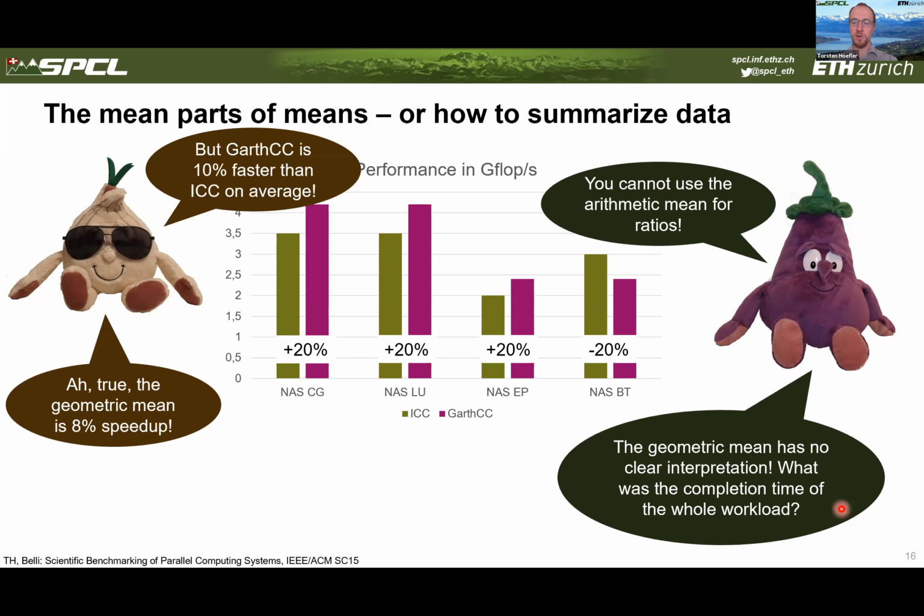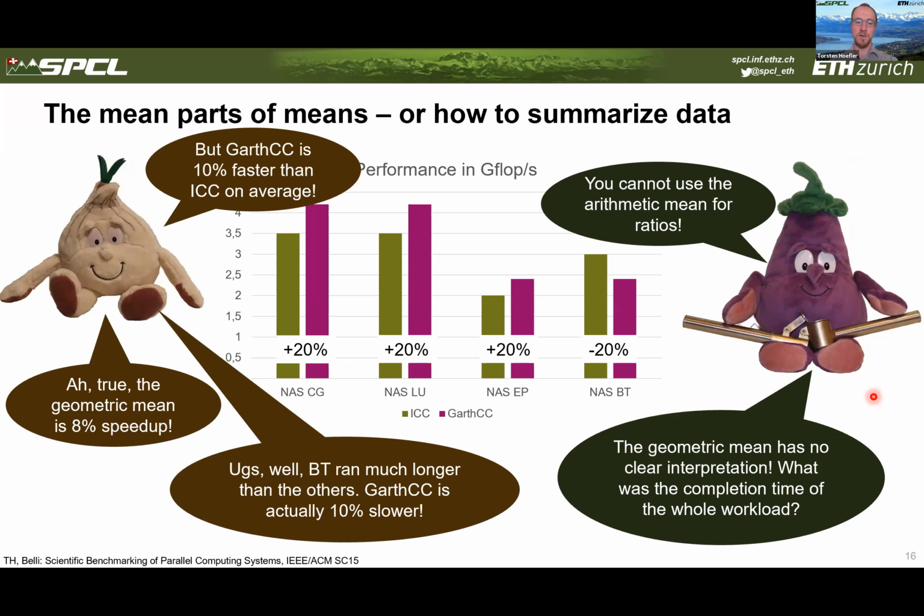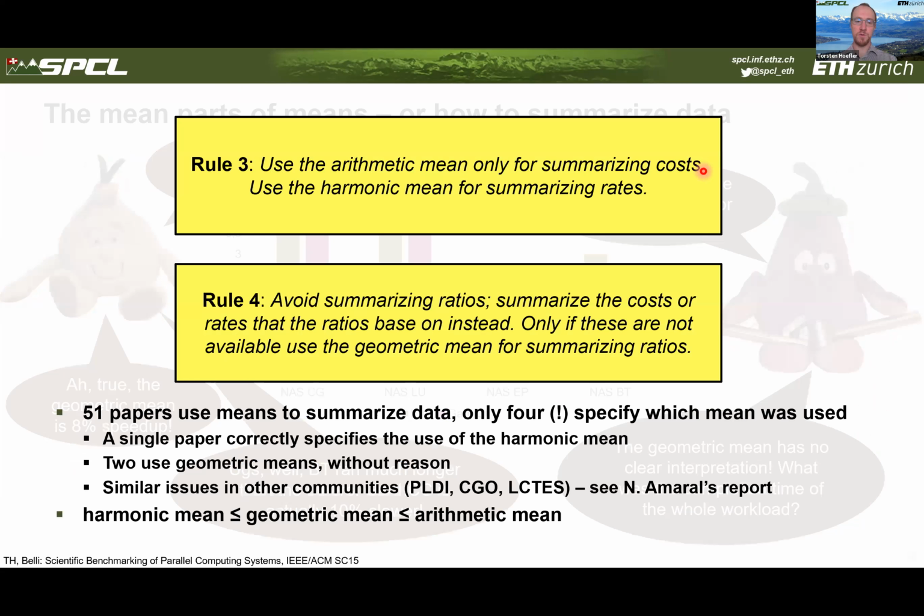But if you look at the total completion time of these workloads, we get a completely different result because BT runs much longer than the other benchmarks. And then GraphCC is, unfortunately, if you look at the completion time of the whole benchmark suite, about 10% slower and not 10% faster, or 8% faster as suggested by the geometric mean. So that gets us to rules number 3 and 4. And these are a little bit more complex than the previous ones. So the arithmetic mean is only for summarizing costs that have a direct relationship with what we understand, so a linear relationship. If we talk about rates, we should use the harmonic mean.